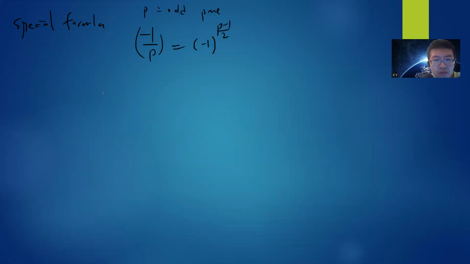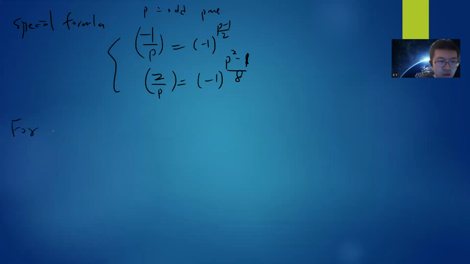Okay, so special formulas. Remember that in a previous video I described the following facts, which are easy to prove. You can use Euler's criterion to prove that for p prime, (-1/p) is (-1)^((p-1)/2), and (2/p) is (-1)^((p^2-1)/8). So these two we know.